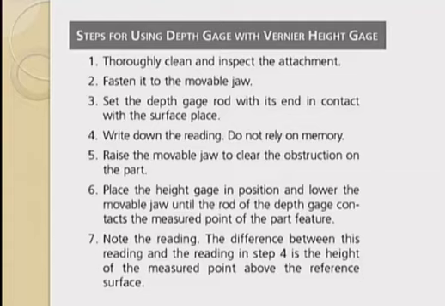Raise the movable jaw to clear the obstruction on the part. Place the height gauge in position and lower the movable jaw until the rod of the depth gauge contacts the measure point of the part feature. Note the reading. The difference between this reading and the reading in step 4 is the height of the measured point above the reference surface.